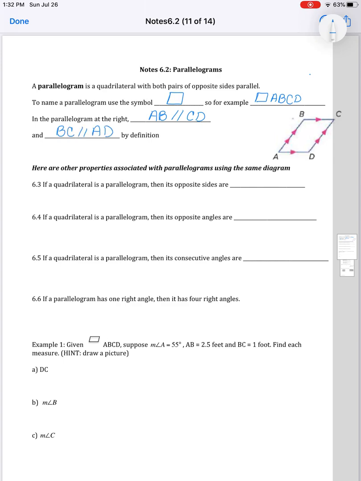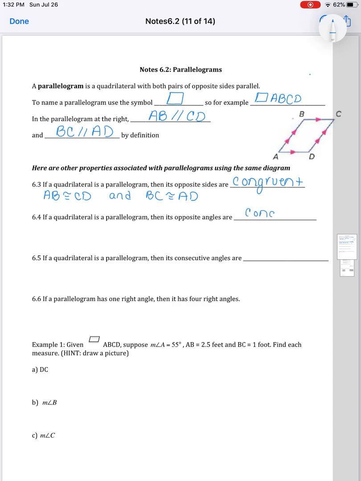To name a parallelogram, you're going to see this symbol used. So for example, I could say parallelogram ABCD so that you don't have to write out the word parallelogram. So in the parallelogram that's on the right-hand side, AB is parallel to CD. They have the same markings on them, and those little arrows mean parallel. And BC is parallel to AD. Same idea. Same markings, which means parallel.